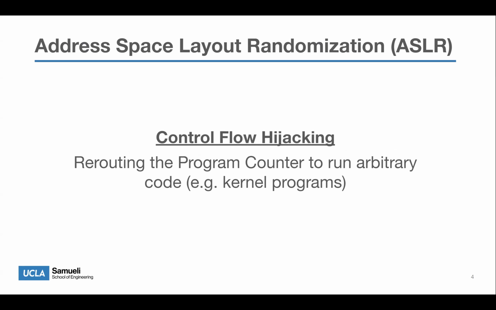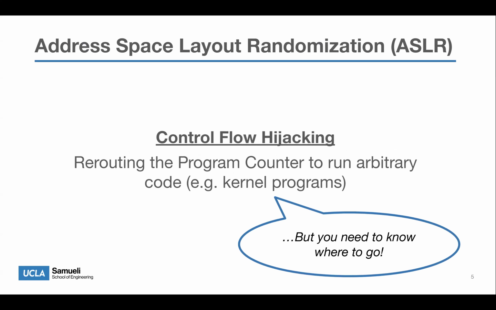But there's a key limitation with control flow hijacking, and that is that you need to know where you're actually going. So if you randomize your addresses such that the attacker doesn't know the address of the shell code or the gadgets that they need to run to spawn a shell, this effectively mitigates or stops this class of attacks.